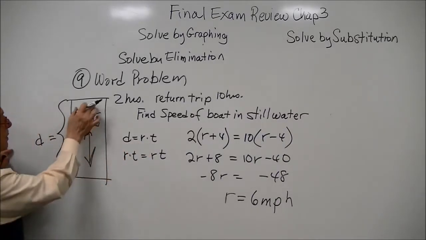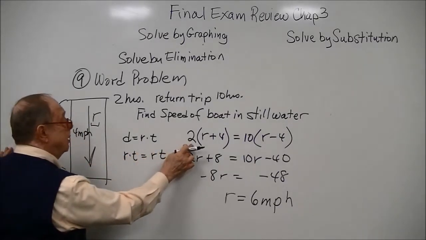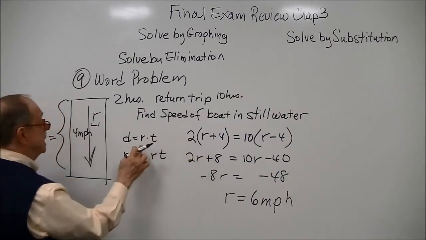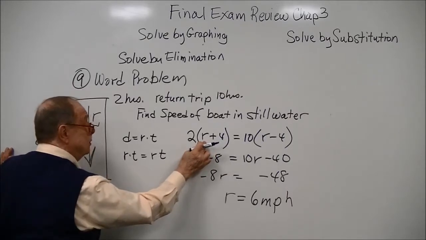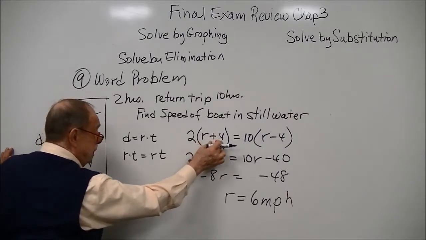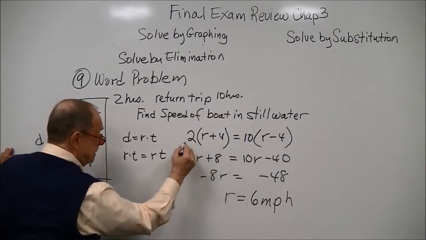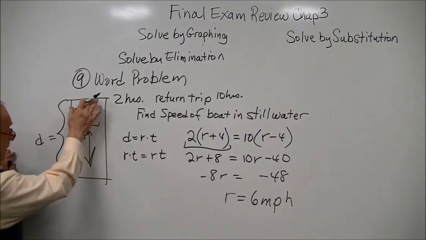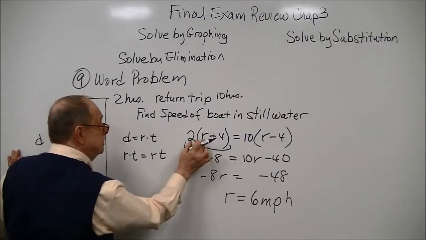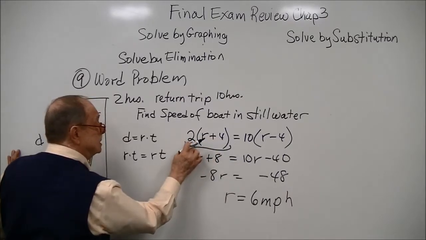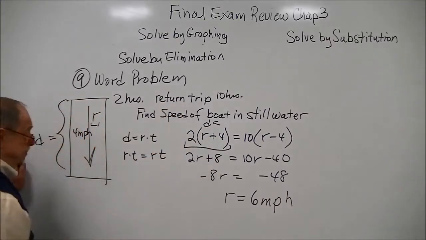So we know that going downstream, he went 2 hours. That would be time times the rate, which was his rate of the boat, which we didn't know, and the rate of the river, which is 4 miles per hour. So this is the distance of the trip downstream. Distance equals rate times time. So this is rate times time. So this is the distance going downstream.